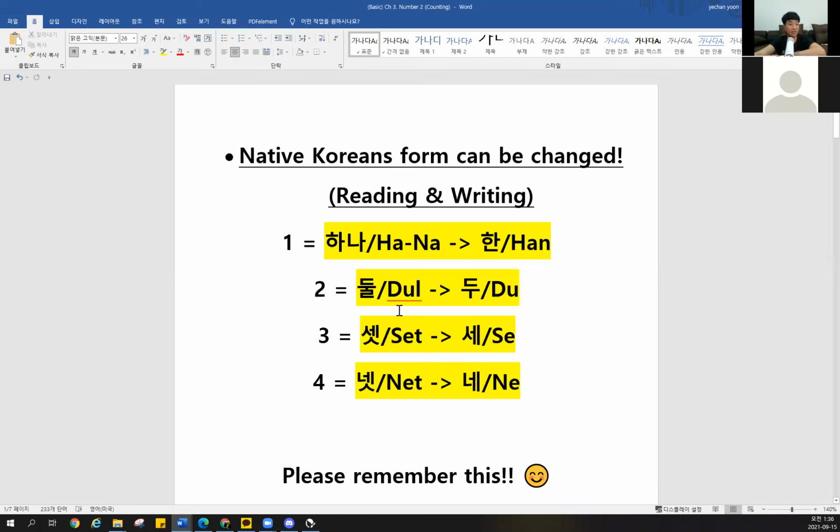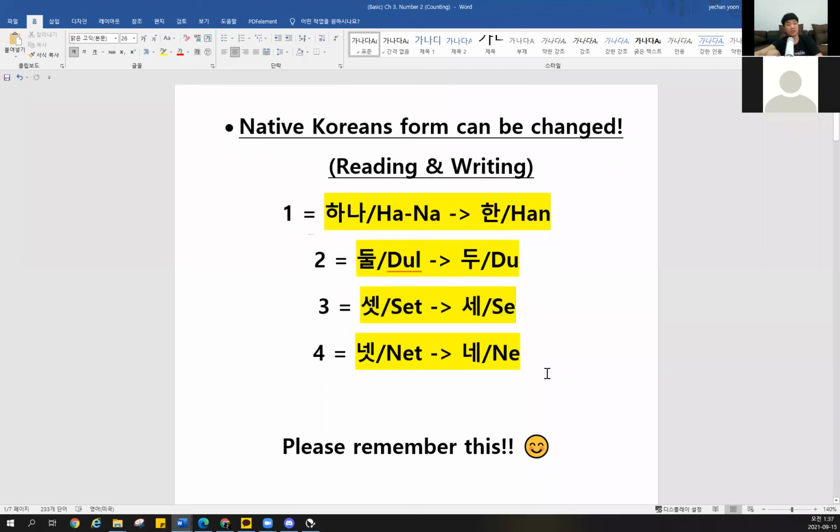Okay, so let's go to the next number. Oh my gosh, my brain is not working. Sorry. So number 3 is going to be what? Set. And the changing form is going to be 세. How about the 4? You can say net. The changing form is going to be 네. Okay, so please just memorize it.